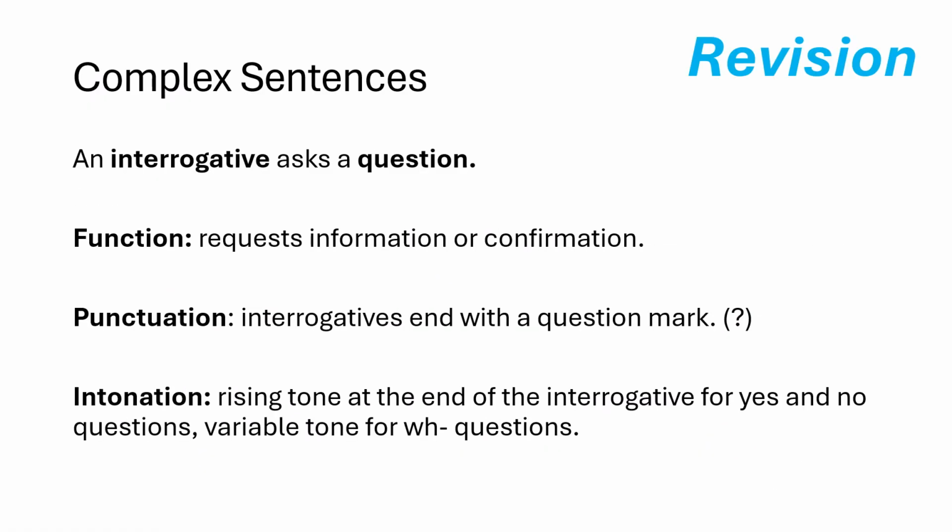An interrogative asks a question. Its function is to request information or confirmation. The punctuation used at the end of an interrogative is a question mark. Intonation: there is a rising tone at the end of the interrogative for yes and no questions. For WH questions, there is a variable tone.